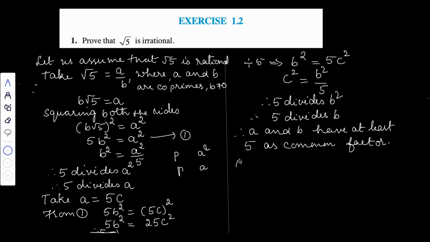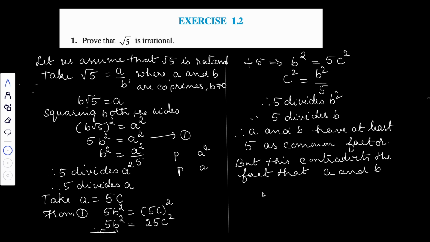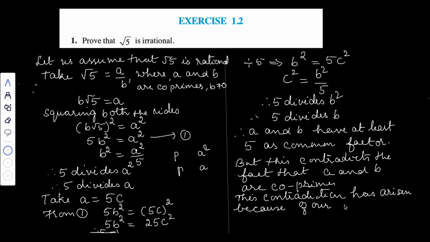But this contradicts the fact that a and b are co-primes. And this happened because of our incorrect assumption. That means what we have taken in the beginning is not proper. We said root 5 is rational. It is not possible. Therefore, root 5 is irrational.